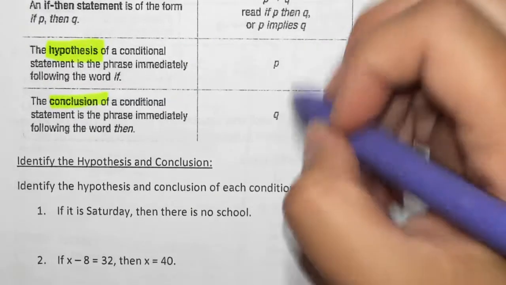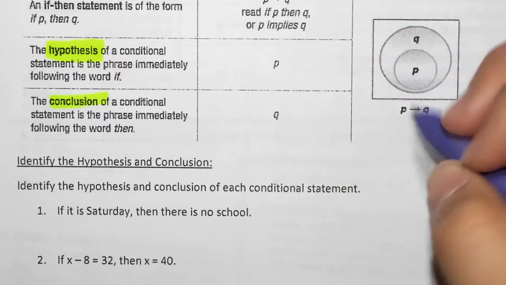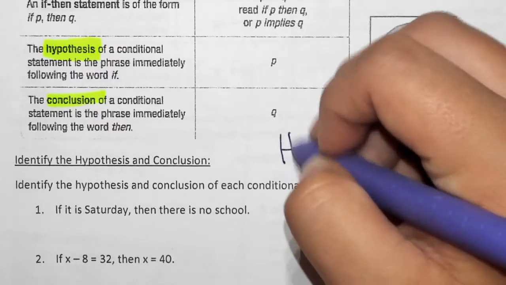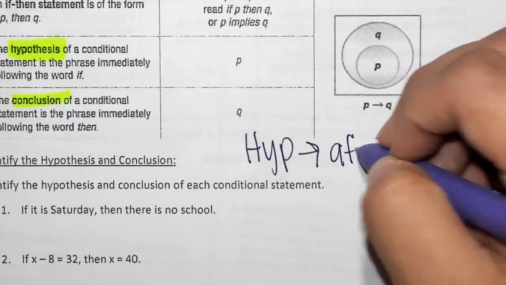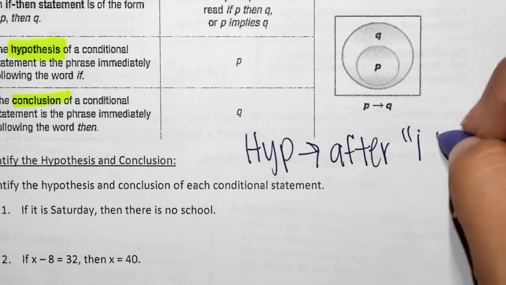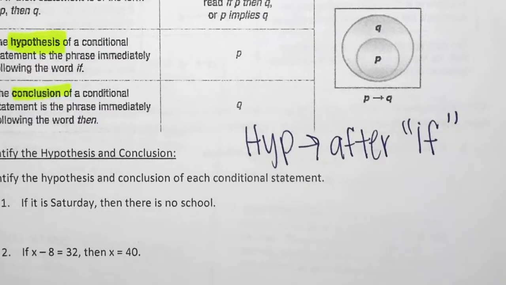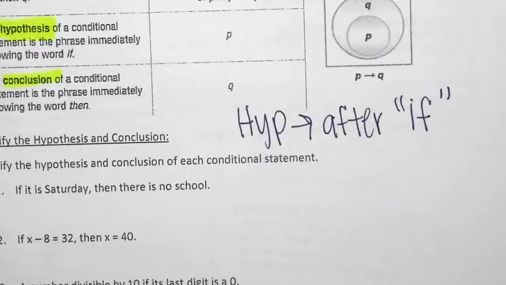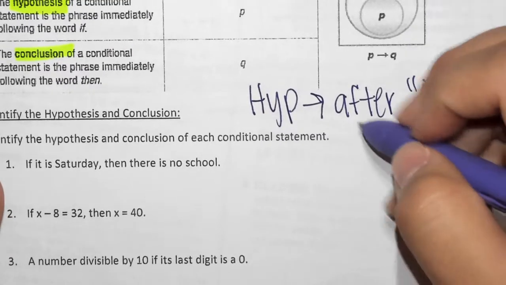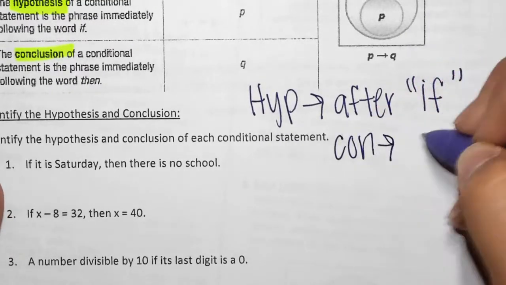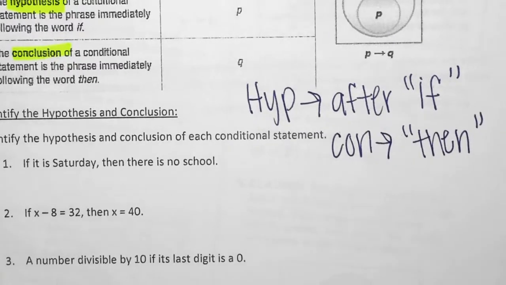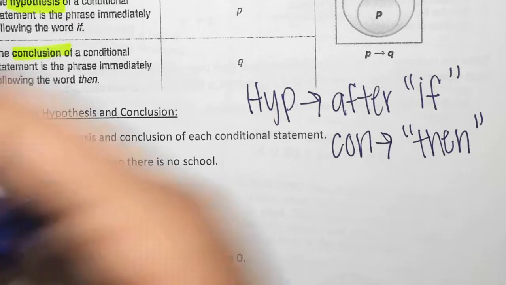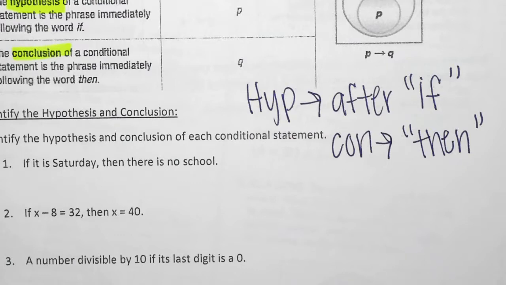So here is how you always know what the hypothesis and the conclusion is. The hypothesis always comes after the word if. Hypothesis is after the word if, even if it is at the end of the statement. Your conclusion comes after the word then. Even if the conclusion is at the beginning of the statement? Uh-huh.